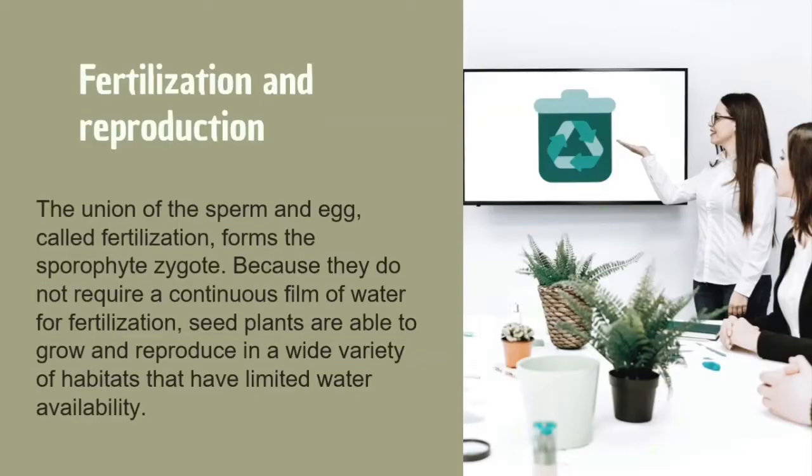Fertilization and reproduction. The union of the sperm and egg, called fertilization, forms the sporophyte zygote. Because they do not require a continuous film of water for fertilization, seed plants are able to grow and reproduce in a wide variety of habitats that have limited water availability.